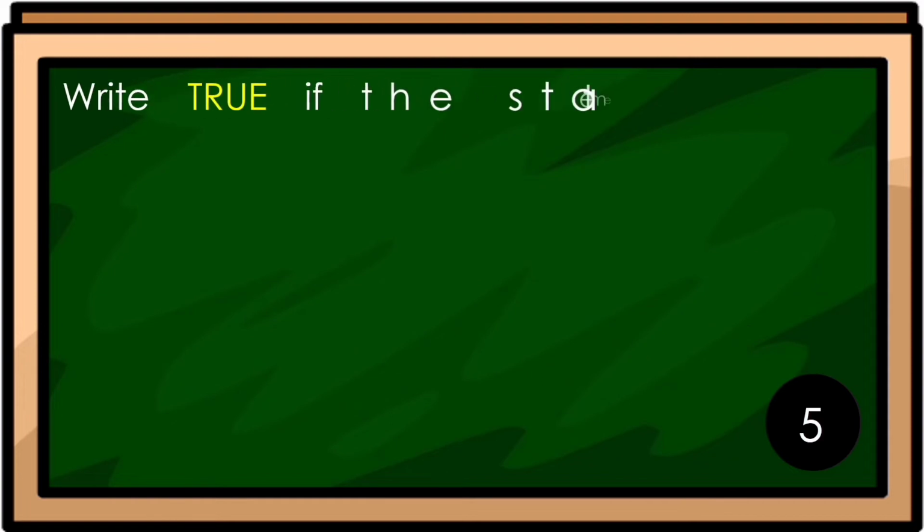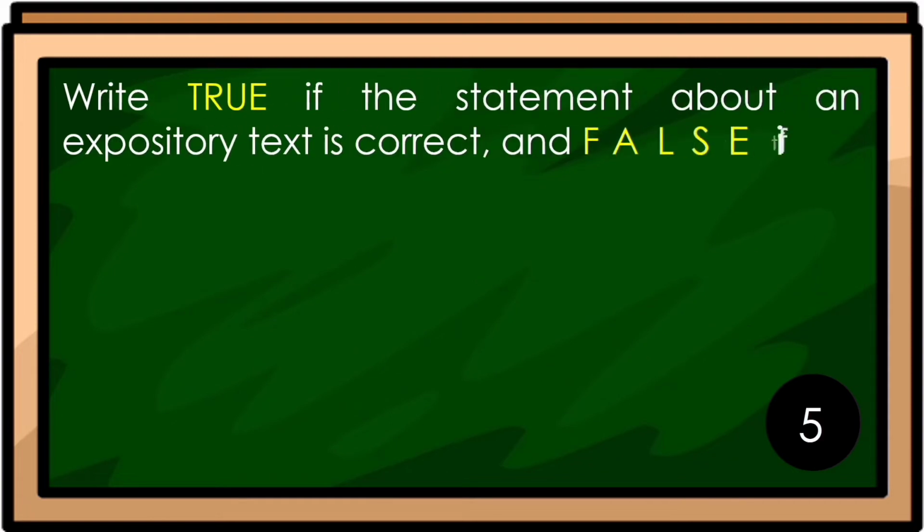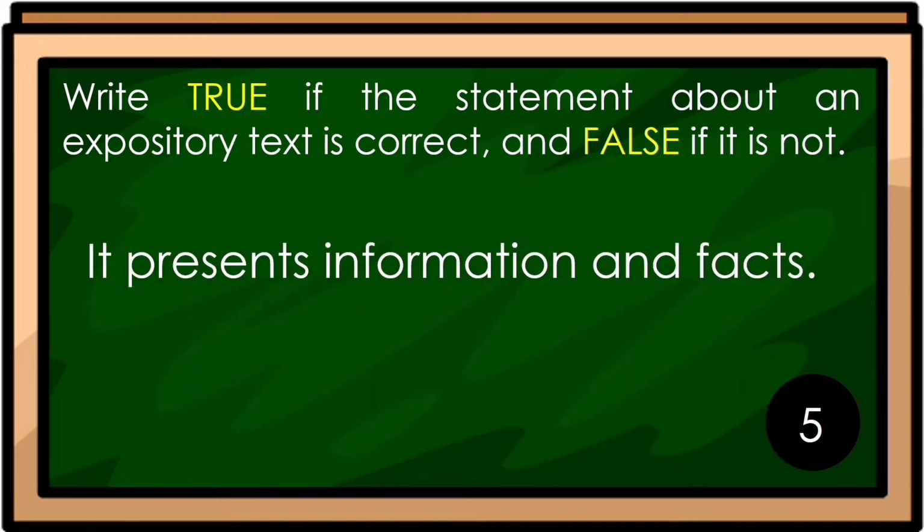Okay, so let us have an activity first. So write true if the statement about an expository text is correct and false if it is not. Let's have the first one. It presents information and facts. Is it true or false? If your answer is true, then you are correct.